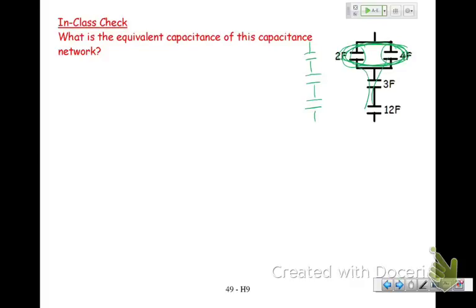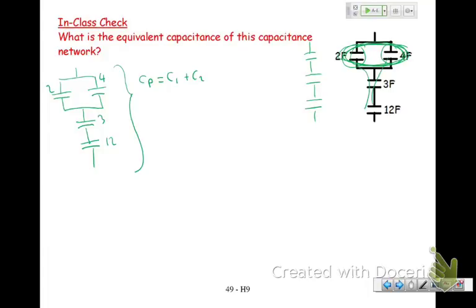Yeah? So I go, I don't know if I've got time for this, but I'll give it the old try. So 2 and 4 and 3 and 12. So I go like this. I go, okay, let's combine these two together. They're in parallel. That makes it bigger. Oh yeah, C parallel is equal to C1 plus C2. So C parallel is equal to 2 plus 4, which equals 6 farads.